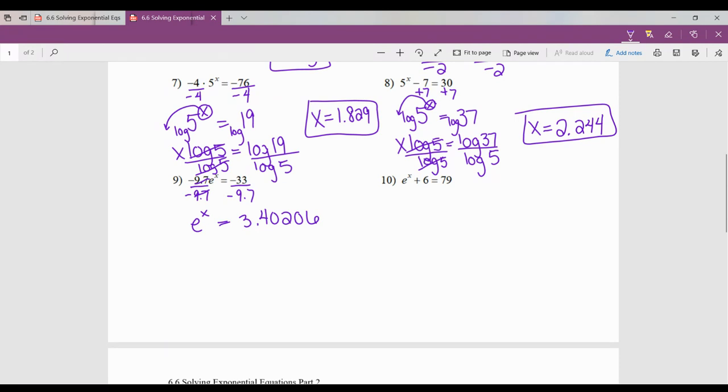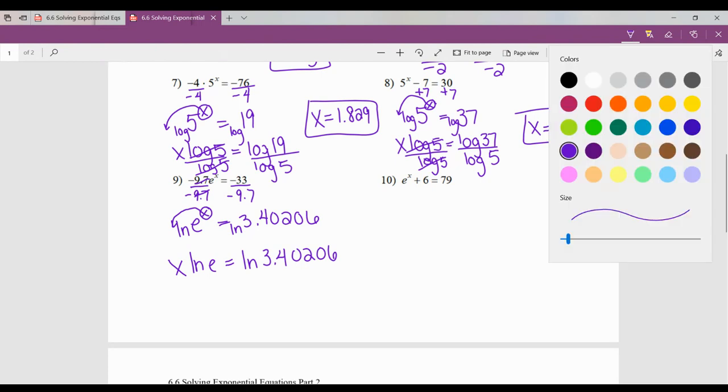All right. And now we can't write them as the same base. We're going to use that special log, ln. So we ln the left side and ln the right side. I'm going to take that exponent and bring it down in front. So x ln e equals ln of 3.40206.